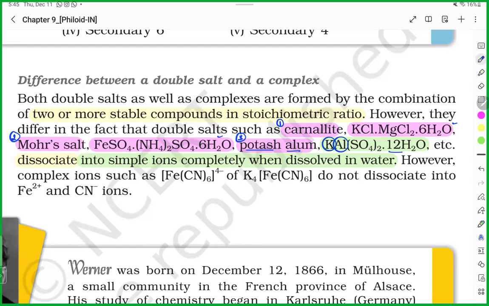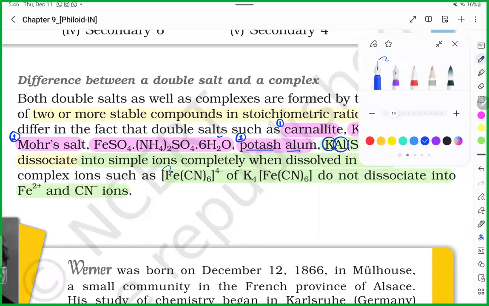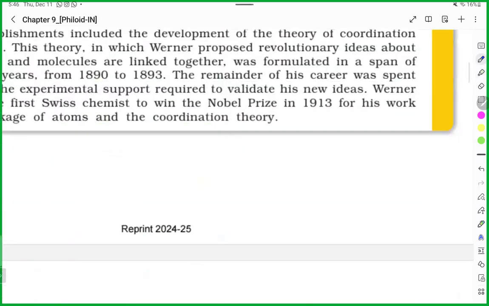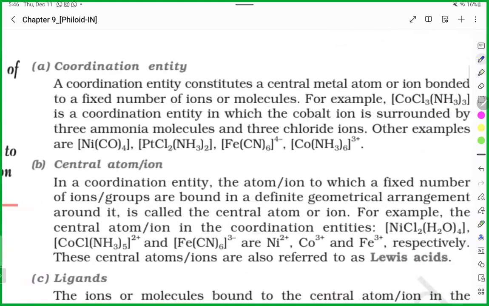But in case of complex compound, inside they do not dissociate. See these two compounds, they do not dissociate into Fe or CN negative. This compound does not dissociate further into the simplest ions, but double salt can. Got it? This is very easy to understand. Not many questions are asked from this.